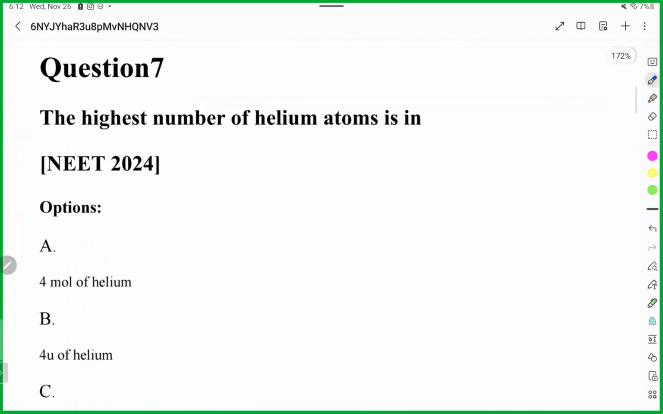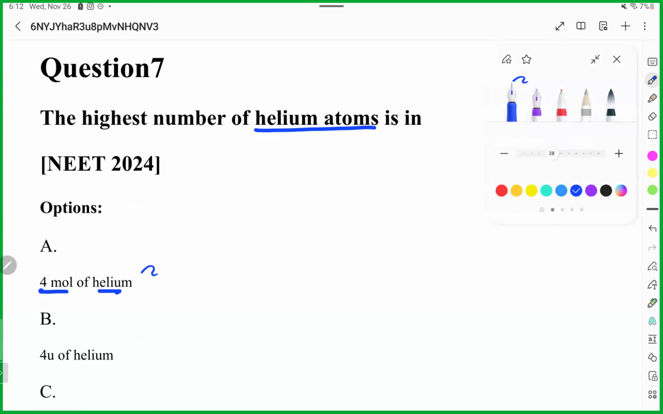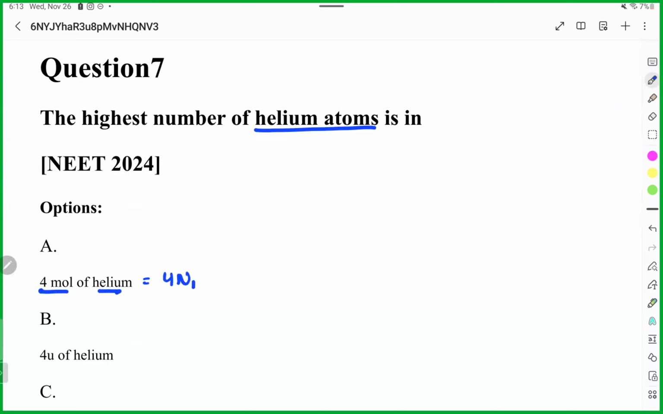Same question. Anvita, which has the highest number of helium atoms? What is the number of moles in the first case, 4 moles? What will be the helium atoms? 4 into Avogadro number. Yes, sir. What will be the number of moles in the second, Anvita? Given mass is 4, molar mass 4, so 1 mole.